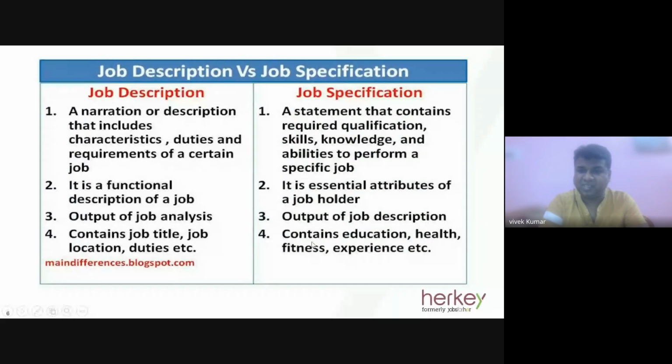Now, job specification can consist of details such as, let's say, the education of the person, the health, fitness, experience, and other characteristics or attributes for that matter. So that's all it will be. So let me know if you have any queries at this moment.